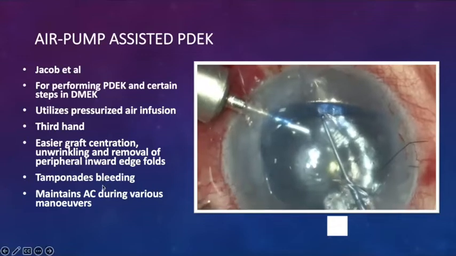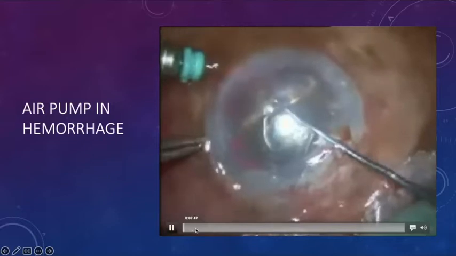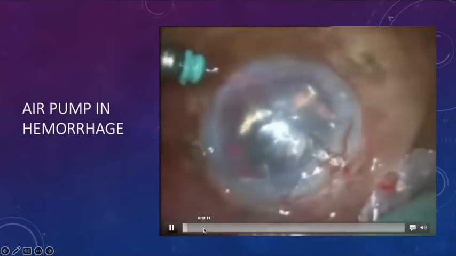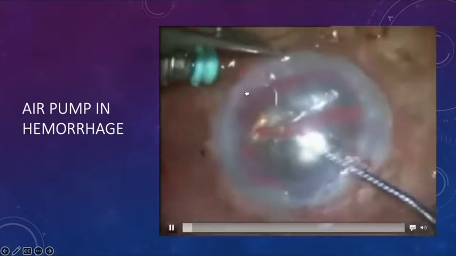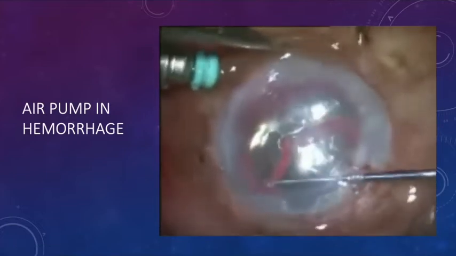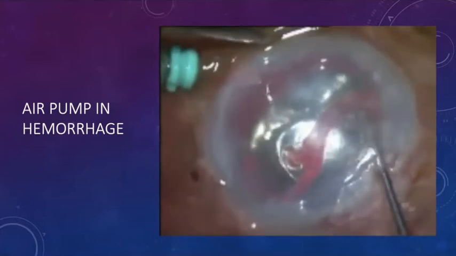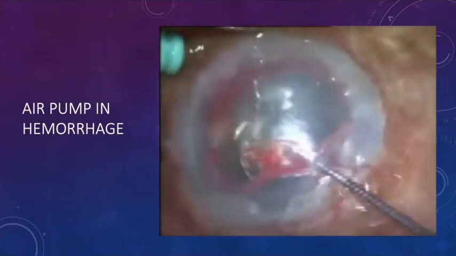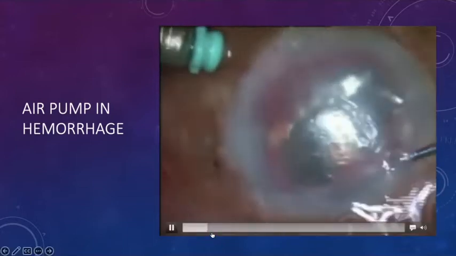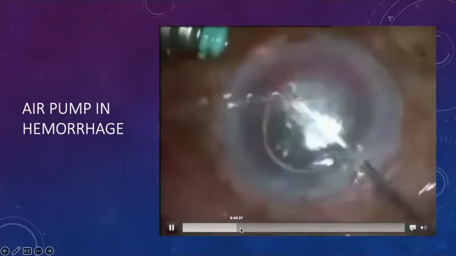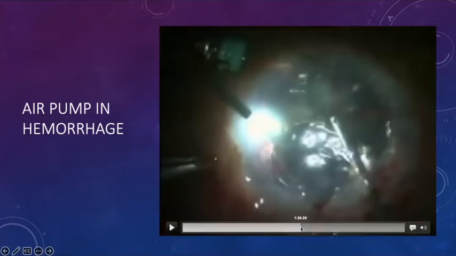Air pump assisted PDEK. So here's the air pump in hemorrhage. Here's a patient who's got a hemorrhage, and what we do here is put on the air pump. You can see that's the trocar anterior chamber maintainer that's got the air pump going, and we continue with surgery. We go ahead and strip the Descemet's membrane, and the air prevents extra bleeding, as also tamponades the bleeding and makes the bleeding stop. And once that's done, you can just wash the blood away and you get a clear anterior chamber, and you can proceed with the rest of your surgery.